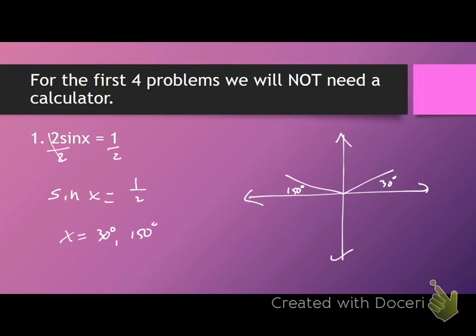We're going to have 2 solutions for these, right? Because we're going to have 2 angle measures that have a positive or a negative value for whatever trig function we're looking at. Okay?